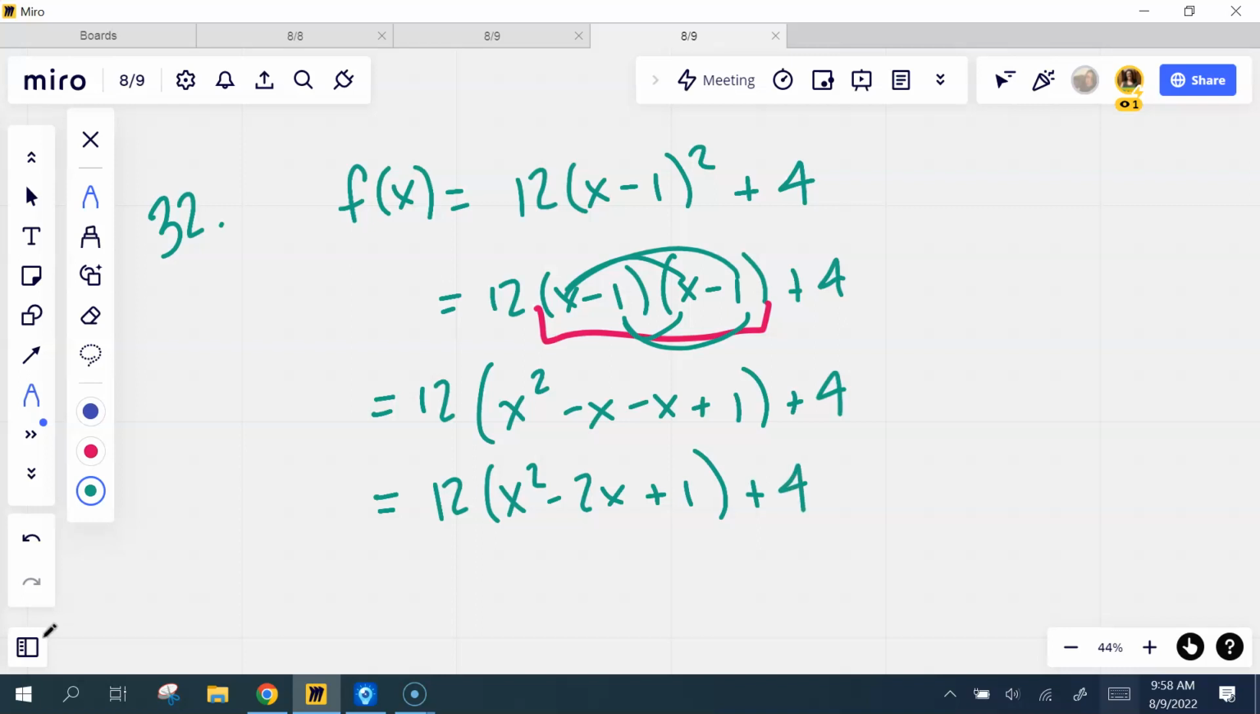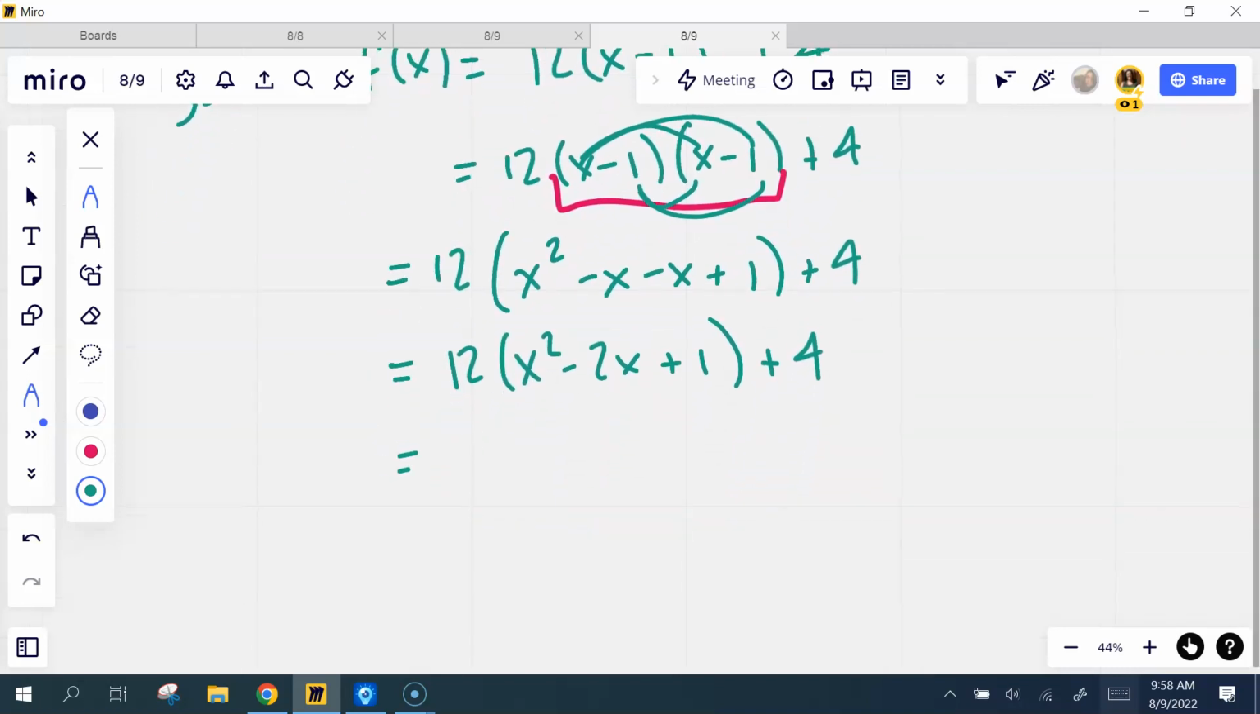Now what? Distribute the 12. So I get 12x squared minus what? 24x plus 12 plus 4. That little 4 on the end, combine him with the 12 now. And that would give me what, Miguel? 16.